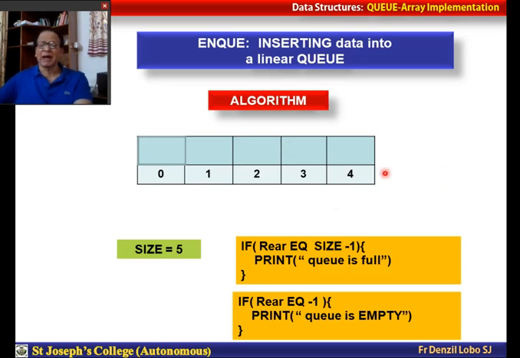Now, one animation to explain the working of the queue. So we'll get into what is called Enqueue, inserting a data item into a linear queue. I've got an array here where the most I can insert is 5 numbers. The size is 5, indexed 0 to 4. I want to insert the numbers. At the beginning, therefore, front and rear will be pointing to 0 when I start inserting.